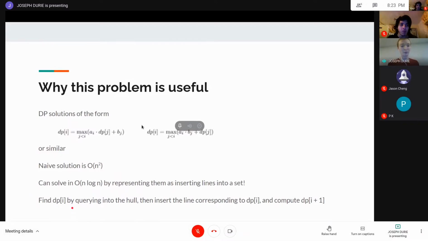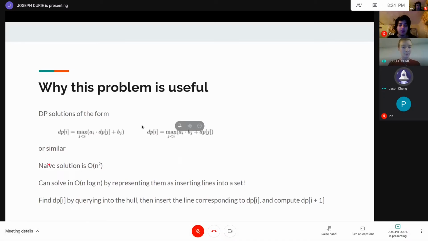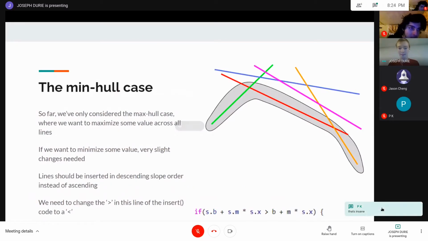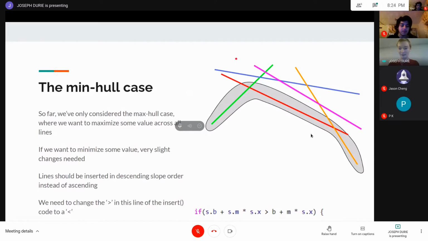Okay, like I was talking about before, you can find dp i by querying into the hull. Then you can insert that as a line so that you can compute dp i plus 1 with that. Okay, does that make sense? It'll probably make more sense once we get into problems. Yeah, it's very nice. A lot of these problems don't seem like convex hull problems at all. It's a lot like something like MaxFlow, where you have to really hunt for it to find it. But yeah, it's nice.